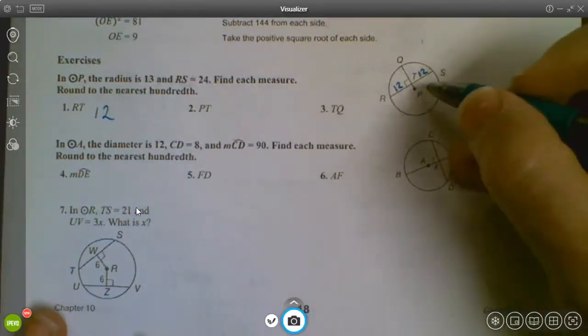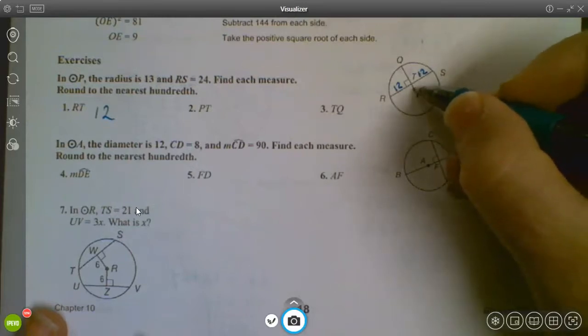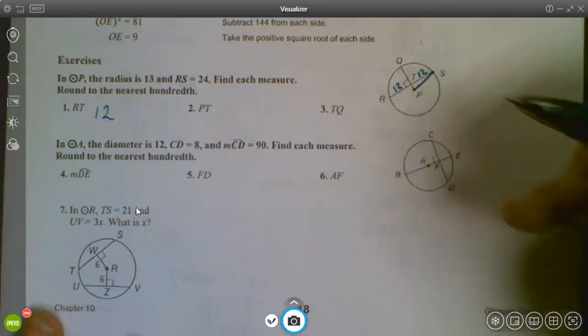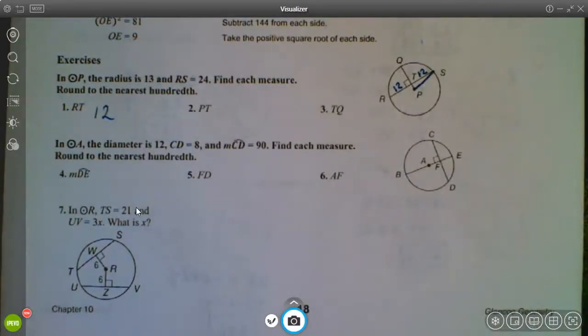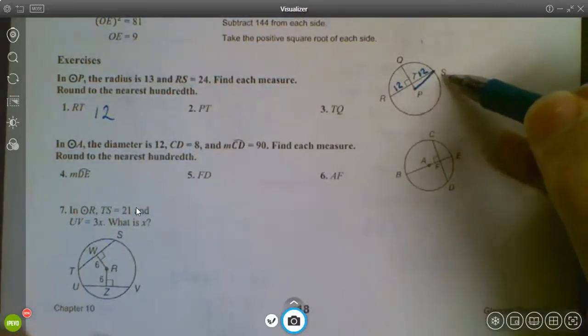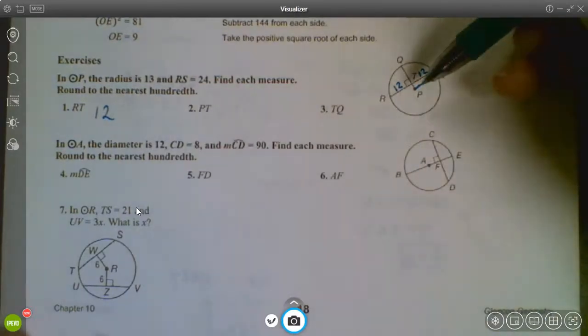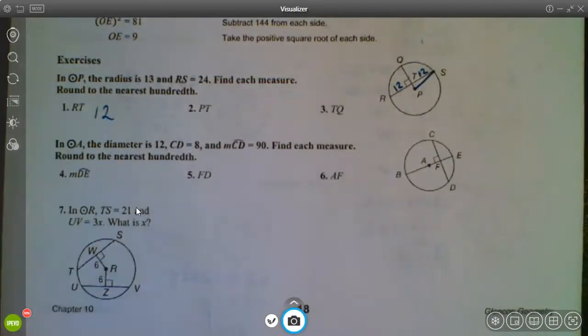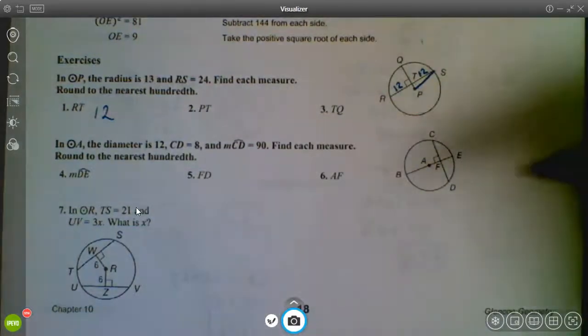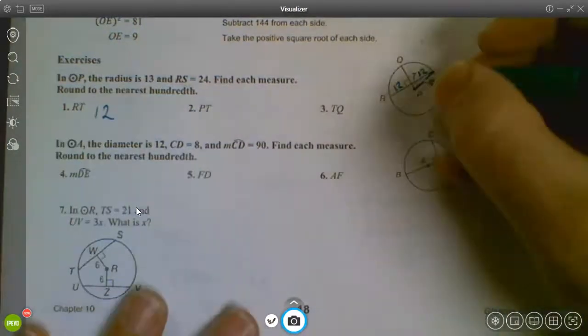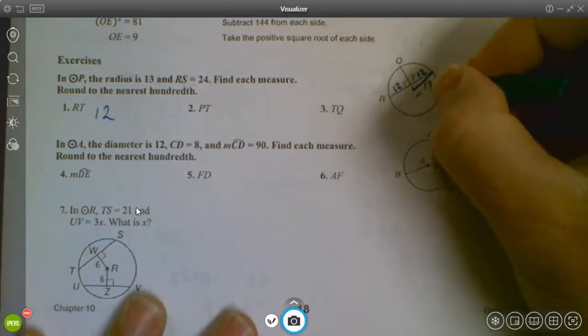So what if we drew the radius from P to S? What if we saw that as the radius? Because we already know that PS is equal to PQ because they're both the radii within the same circle. So that means if PQ is 13, PS is also 13.